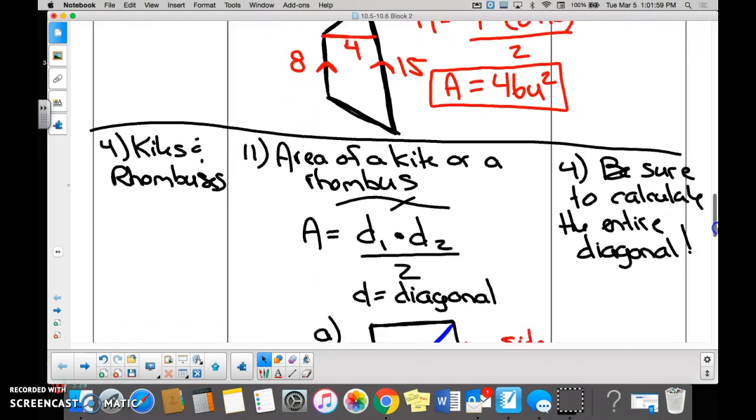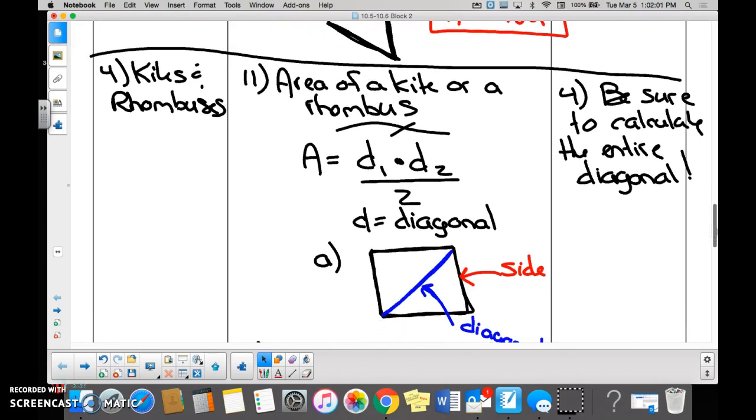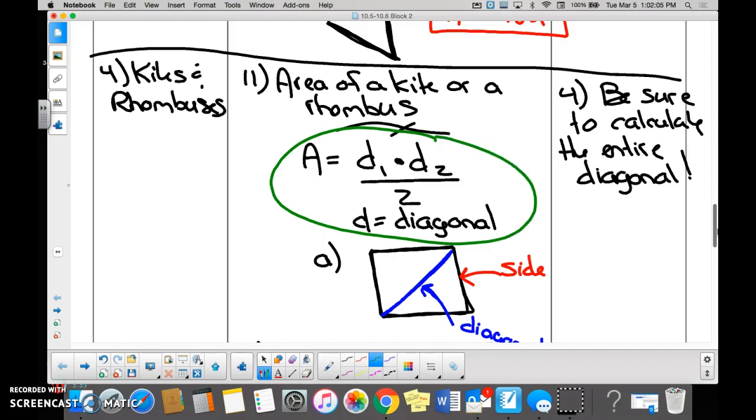Now for the fun one. The new formula. On the count of 3, what is the formula for calculating the area of a kite or rhombus? 1, 2, 3. Diagonal 1 times diagonal 2 divided by 2. What does D stand for? Diagonal. Is this right here a diagonal? No. Is this right here a diagonal? Yes. Because it connects non-consecutive vertices. Oh, you guys, nice job.